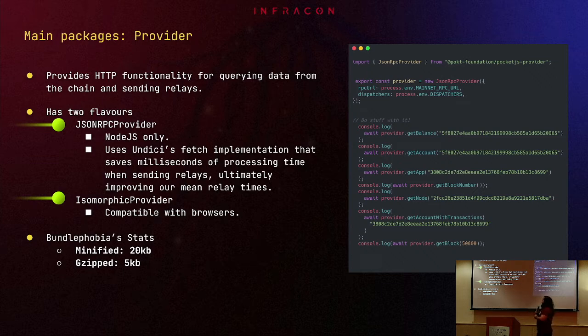And of course, I said that PocketJS, the new one, is very slim, and we mean it. Bundlephobia, if you don't know about it, lets you know the size of the packages that you're gonna download from NPM. It basically just compiles them and tells you how much it's gonna weigh minified and then gzipped. And so basically the provider is just 20 kilobytes minified, and gzipped it's 5 kilobytes. So yeah, it's pretty slim.